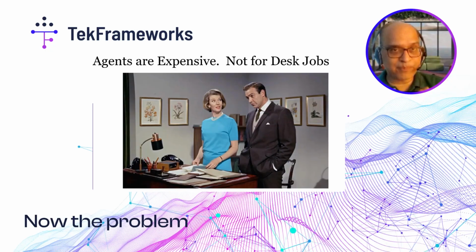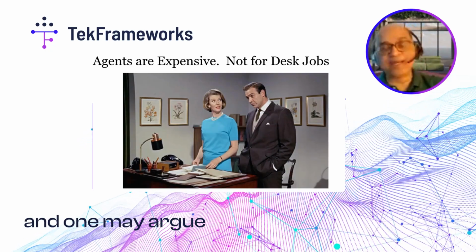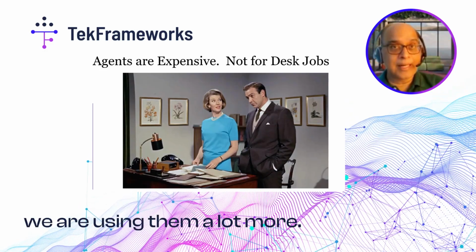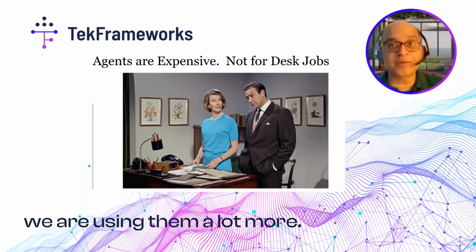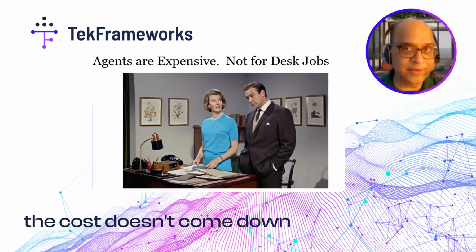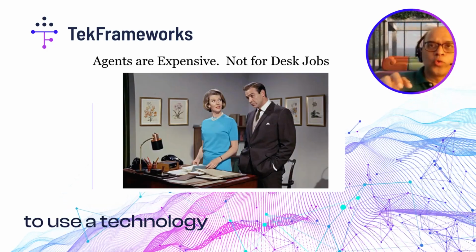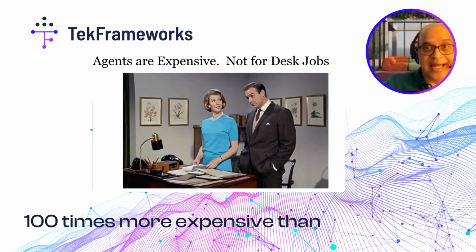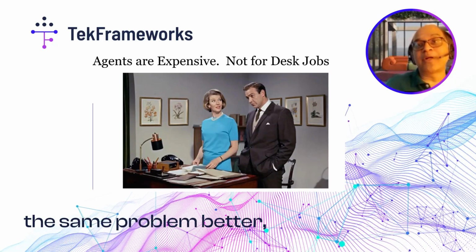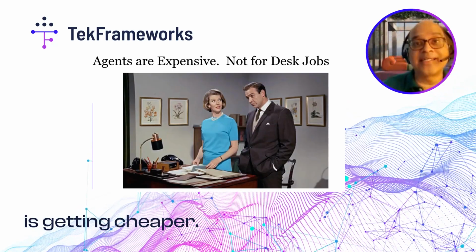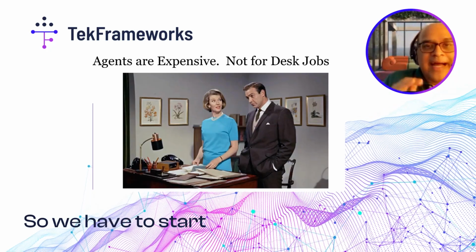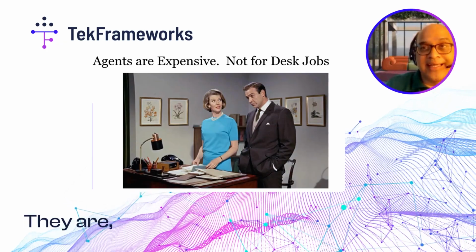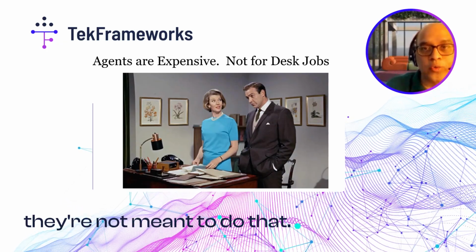Now, the problem is agents are expensive. And one may argue the costs are coming down. DeepSeek is a lot cheaper. But then we are using them a lot more, so really the cost doesn't come down. And it doesn't make any sense to use a technology that is 100 times more expensive than a technology that can solve the same problem better, even though the expensive one is getting cheaper. So we have to start with the understanding that agents are expensive and you don't use them for desk jobs. They're not meant to do that.